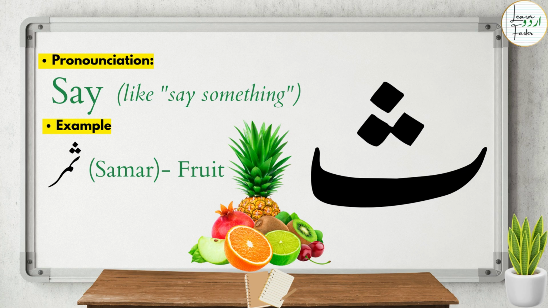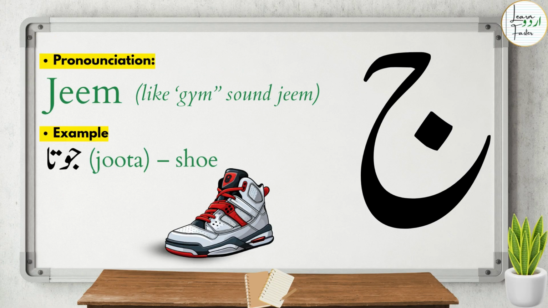Hope you are enjoying this learning, so stay connected as we are moving to our next alphabet. The next alphabet is Jim. Jim. It sounds like gym, but here you need to stretch it a little bit long so you can make the perfect sound of Jim. There is a single dot, nukta, in the center of it, so you can identify this alphabet Jim. The word example of Jim is juta, shoe.